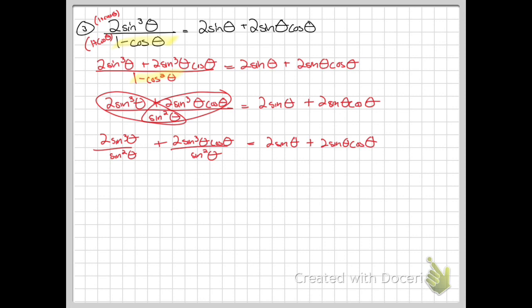Then reduce. Sorry, 2 of those go away to leave me with 2 sine theta. 2 of those go away to leave me with 2 sine theta cosine theta, which is what I was trying to prove.